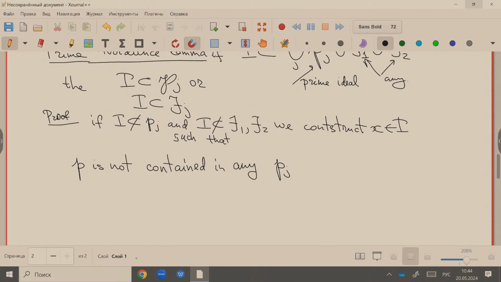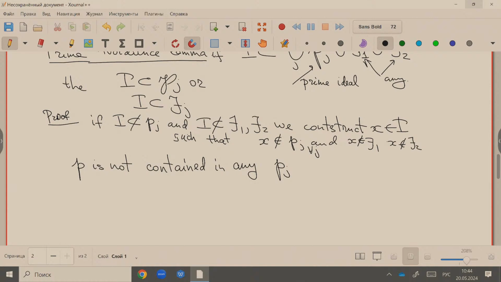So we construct x such that x doesn't belong to any Pj, for any j, and x doesn't belong to J1 and x doesn't belong to J2. So this is the way to construct. But I is inside the union of Pj and J1 and J2, right?